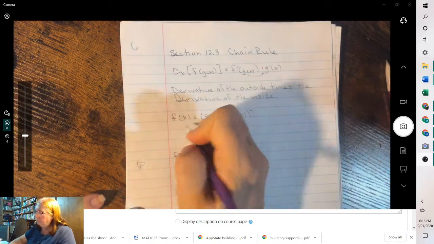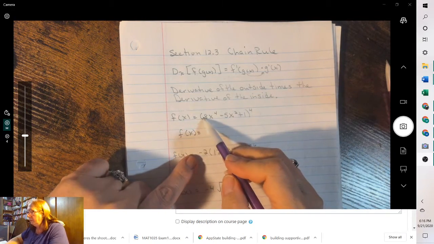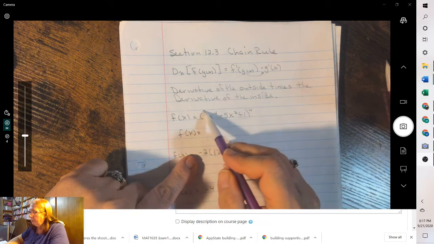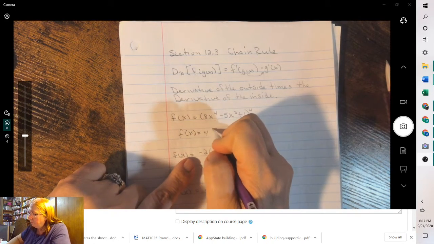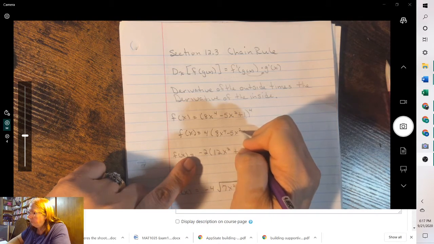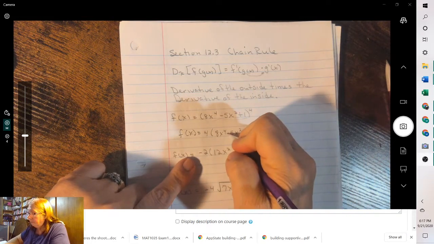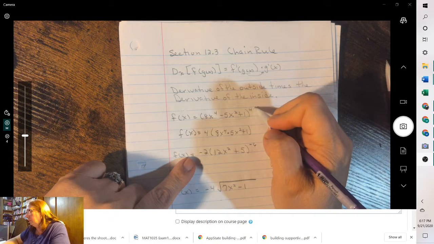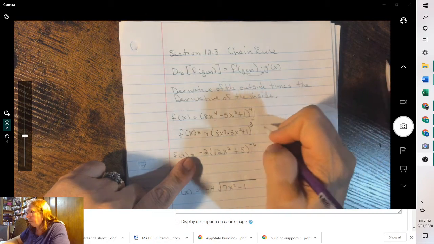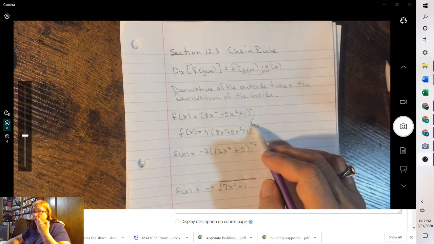Okay, let's look at one. So we have this. This part is the inside. So first we do the outside. We bring the 4 down in front. We have the 8x to the 4th minus 5x squared plus 1. We keep the inside the same. And then we subtract 1 from the exponent and get a 3. And so that's the outside.